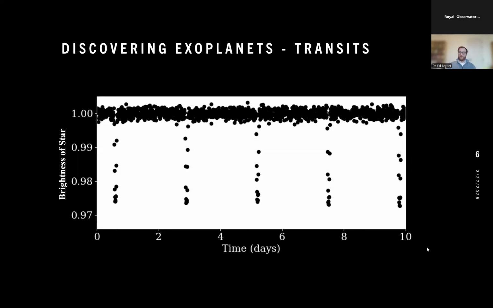And then if we continuously monitor this star, what we'll see is these repeated events, where the difference in time between these events tells us how long that planet takes to orbit its star. So you see this planet only takes one and a bit days to orbit its star. It's very, very close to its host star. And the depth of these transits tells us how big that planet is relative to its host star.